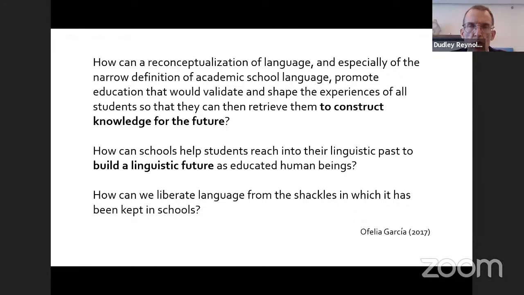The importance of mother tongues is not just about heritage. It is not just about the past. It is absolutely essential if we are to prepare our students to thrive in the global world.